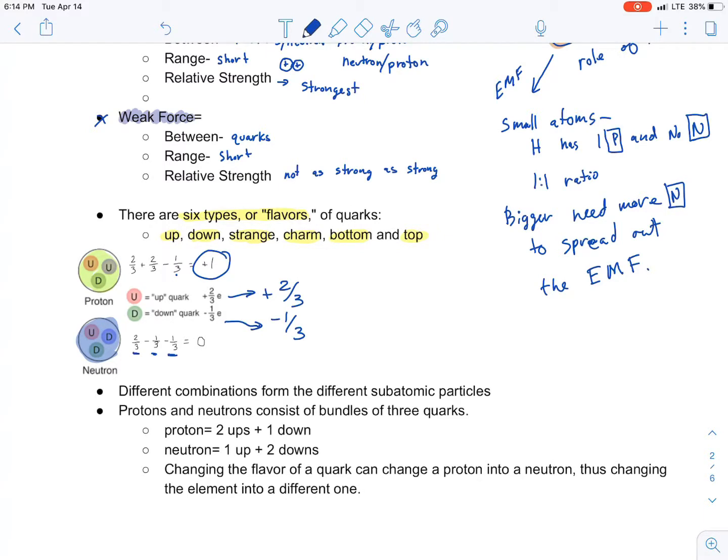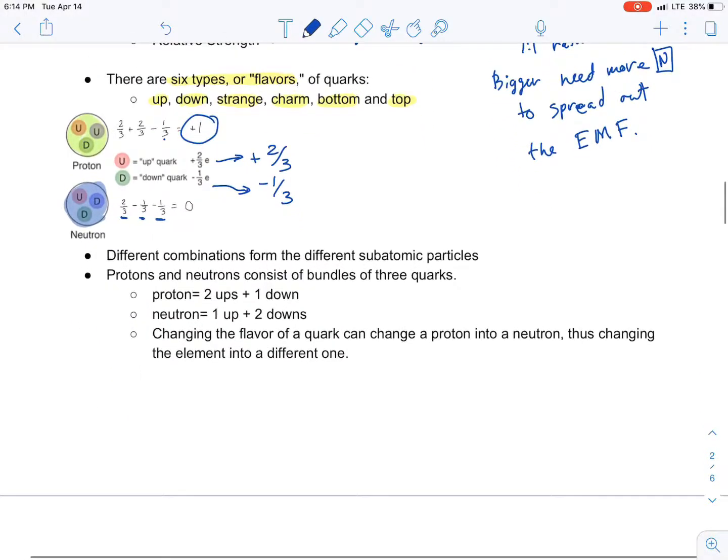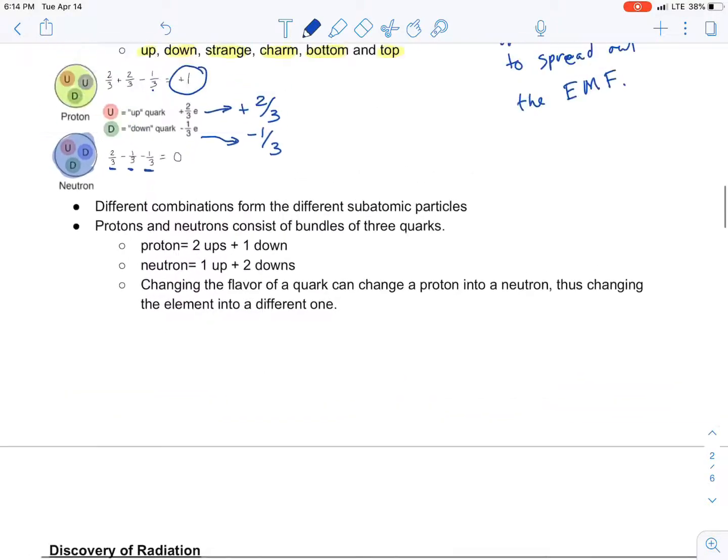All right, there's all sorts of different combinations of quarks and different particles, and again, we're not going to talk about all that stuff. Okay, so I have that written out here. I just re-explained it, and I'm going to call that a day.